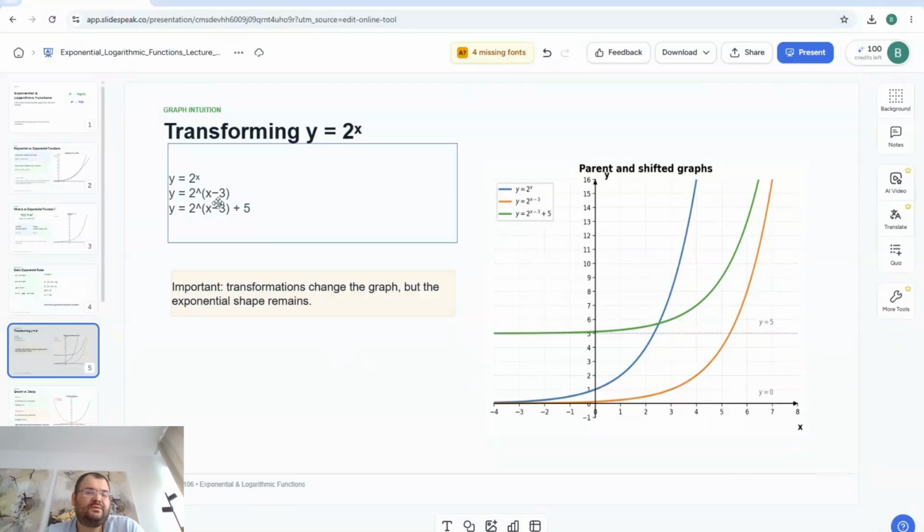If it were plus 3, then we would shift it to the left on the x-axis, to the negative side of the x-axis by 3.